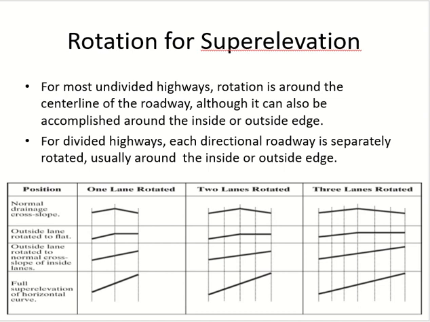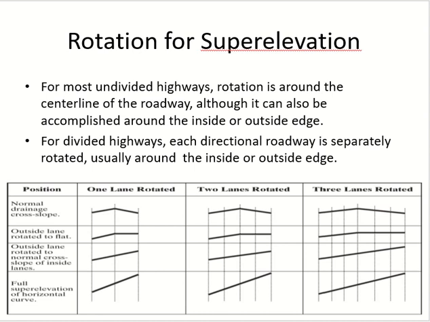In all the cases, superelevation is going downwards, right? It's like this. Which edge is down? Inside or outside? Inside. In all cases, in the end, the inside edge should be down, the outside edge should be up. How you make them? You can rotate around center line, around outside edge, or around inside edge. But eventually this is the case.